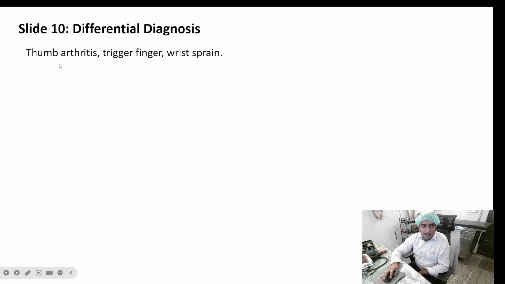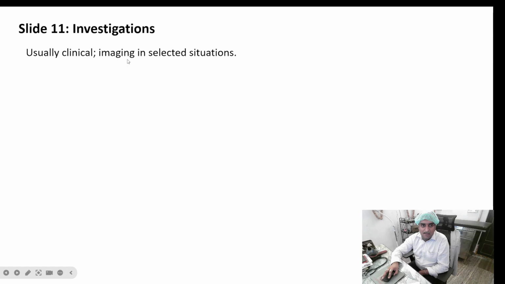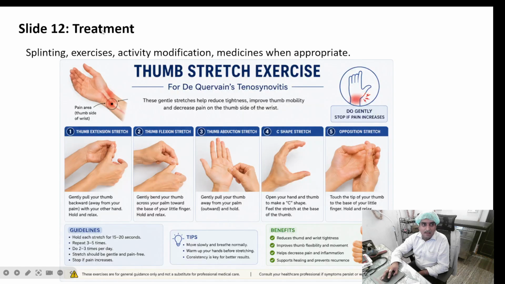Differential diagnoses are thumb arthritis, trigger finger, and wrist pain. Trigger finger, I have already explained. Please go to the video. Investigations usually include clinical evaluation and imaging in selected situations. Treatment: splinting, exercises, activity modifications, medicines when appropriate.